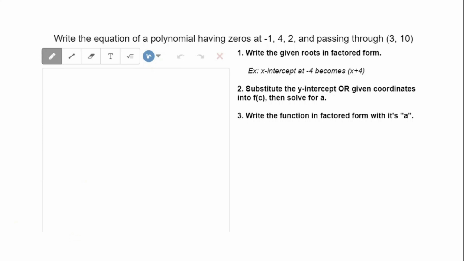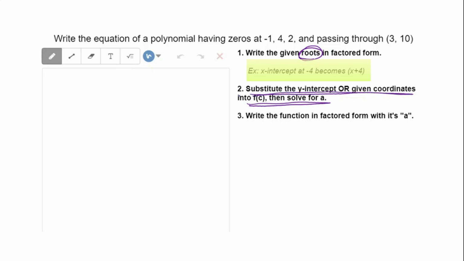Hey guys, so in this video I'm going to talk about writing equations of a polynomial function given a description. So your first step is to write the roots or x-intercepts in factored form. An example here just says if the x-intercept is at -4, that becomes x plus 4 as a factor.